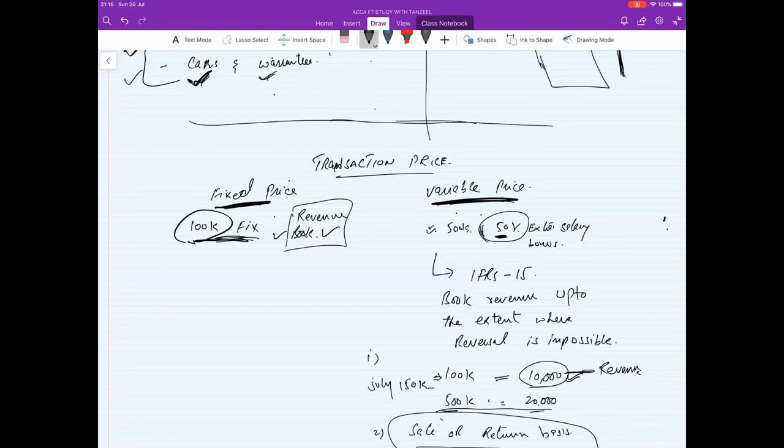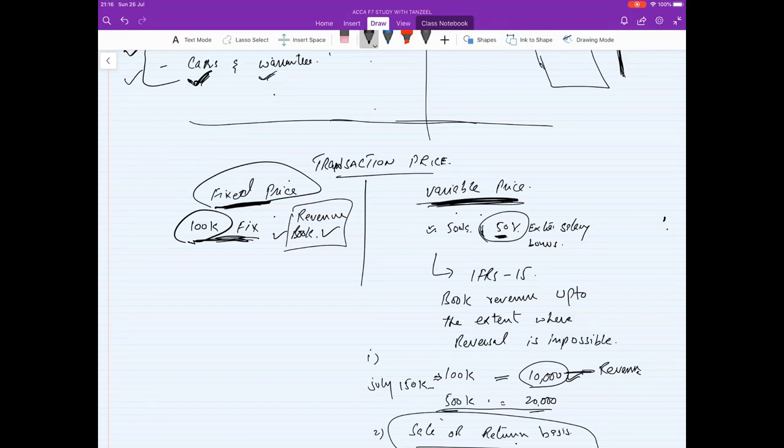Or you can say you buy an iPhone from me, an iPhone 11, I give you the price of 1,000, and you said okay, it's a fixed price. So it means when you agree, then I can book a revenue because you agree it's a fixed price. The second category in transaction price is variable price.